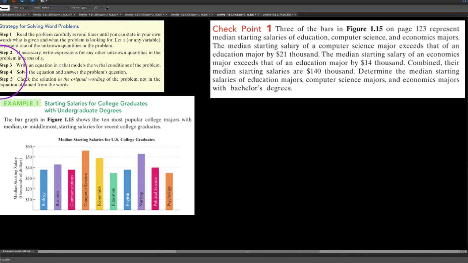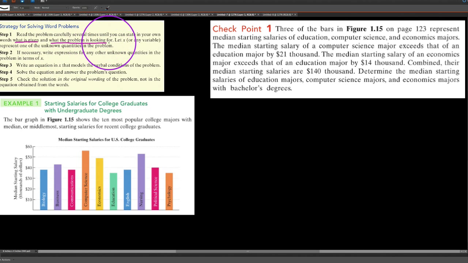As a matter of fact, I've got a 5-step process we can walk through when we look at these problems, okay? So what I want to do is walk through this set of steps as we look at this first problem, and in my next videos we'll go a little bit more quickly. But step one is always going to be this: read the problem carefully, sometimes several times, until we can state in our own words what is given. So we want to know what is given and what the problem is looking for.